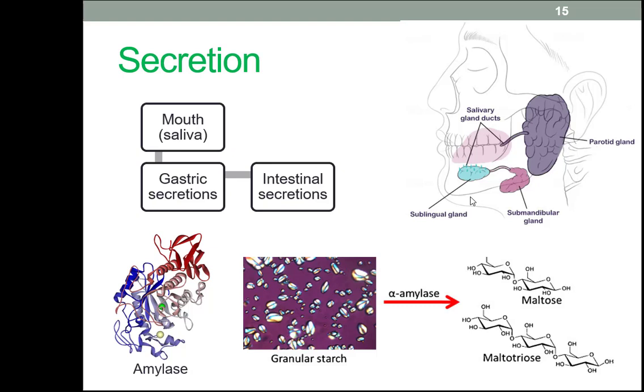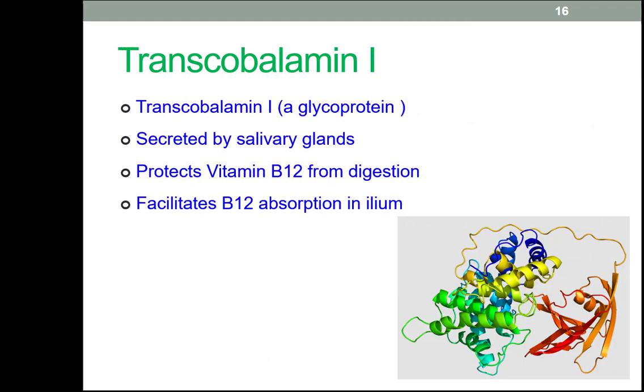Amylase starts the digestion of starch by partial hydrolysis into smaller molecules such as maltose and maltotriose.